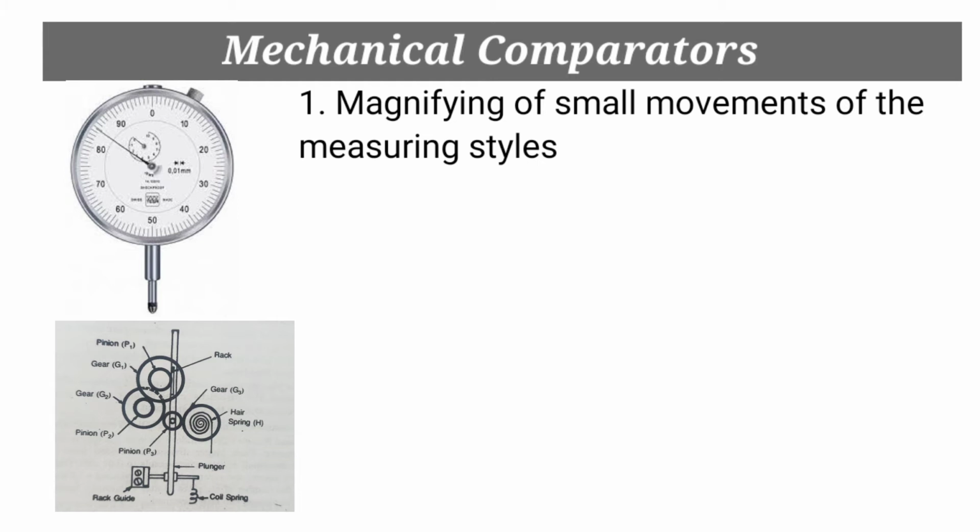Mechanical comparators are of the following types. One is the dial indicator, and from the syllabus point of view we have to consider the second, the Sigma comparator.